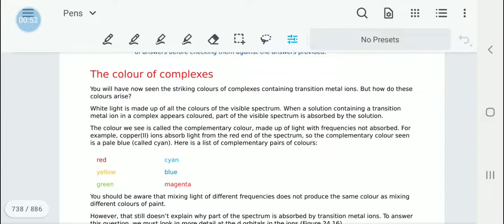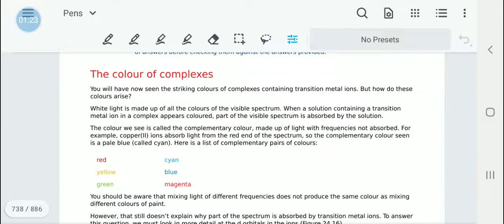So if a solution of a certain transition element has a complex, and that complex has a color, that means except for the color that is shown, all the other colors would be absorbed. The color that we see is called the complementary color. So that is made up of light with frequencies not absorbed.